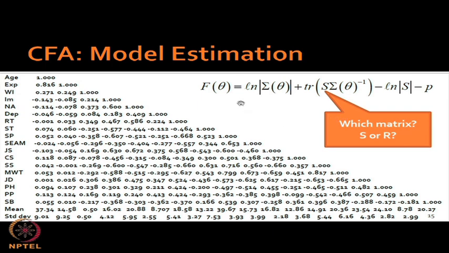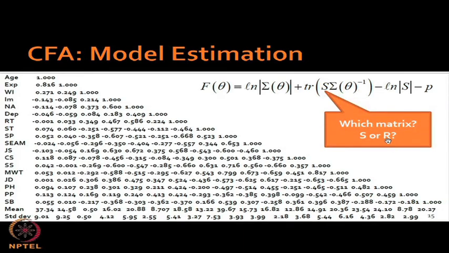Now, question, what do we want? We want basically to minimize this function, and this matrix is basically for S, that is sample covariance matrix, but actually we have taken correlation. Now, question comes whether covariance or correlation. It all depends on the purpose of the study. In our study, we are more interested in the pattern of the relationship rather than the original strength of relationship between latent variable and your manifest variable. So, when you are interested in the pattern of relationship, the R matrix, that is correlation matrix, should be used.